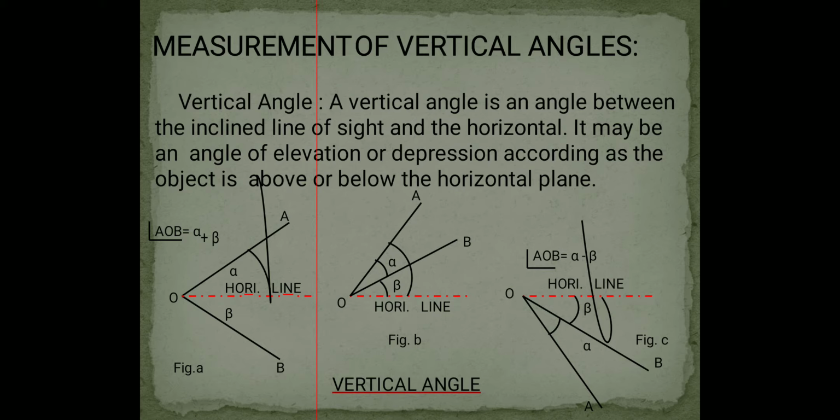Next, measurement of vertical angles. A vertical angle is an angle between the inclined line of sight and the horizontal. It is an angle of elevation or depression according to the object, as shown in the figure. In the first figure, the angle AOB is equal to alpha plus beta. In the second figure also it is alpha plus beta, but with a horizontal line. And in the third figure also it is alpha plus beta. But the angle AOB differs. In the first case, angle AOB is alpha plus beta. In the second case, the angle AOB is only alpha, and in the third case, the angle AOB is only alpha. So that will differ.